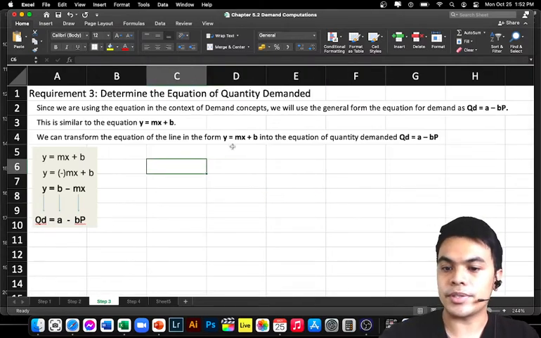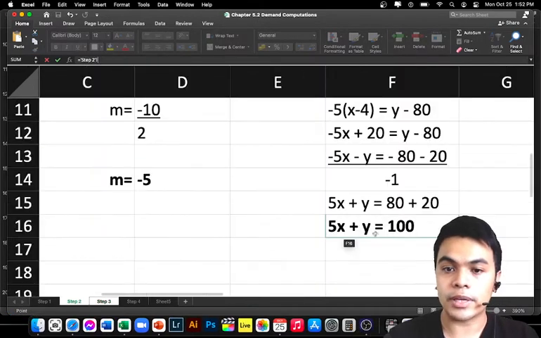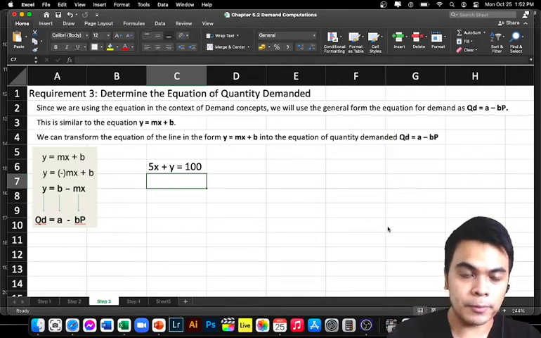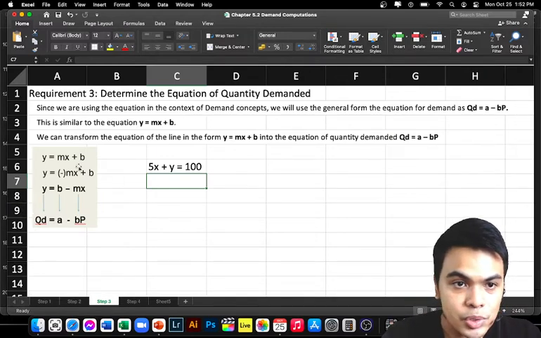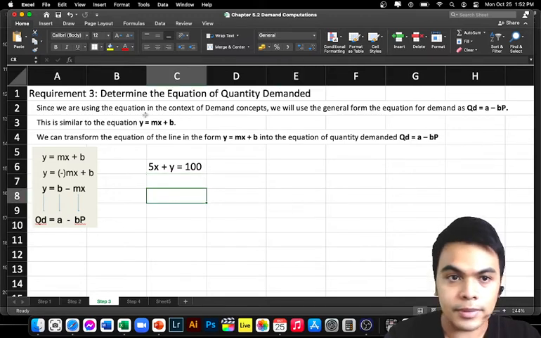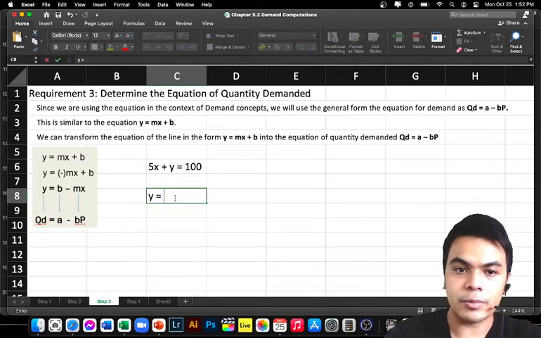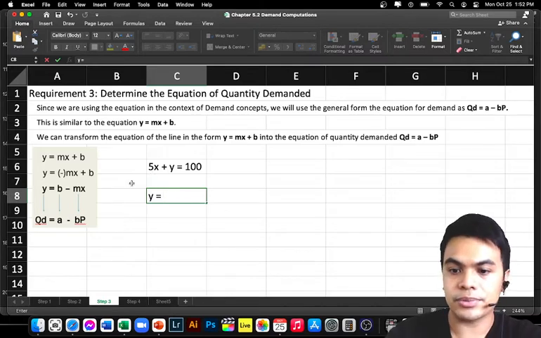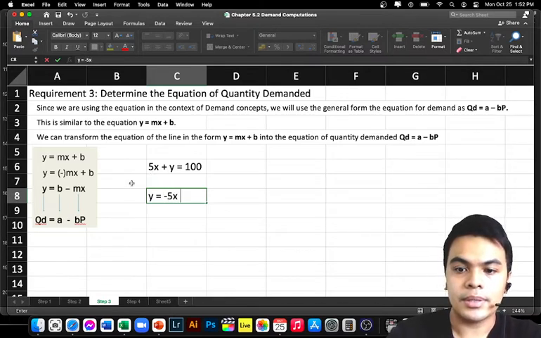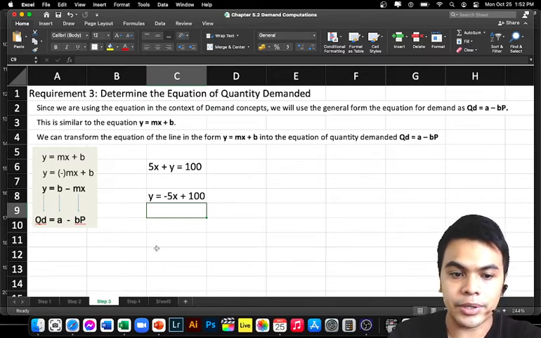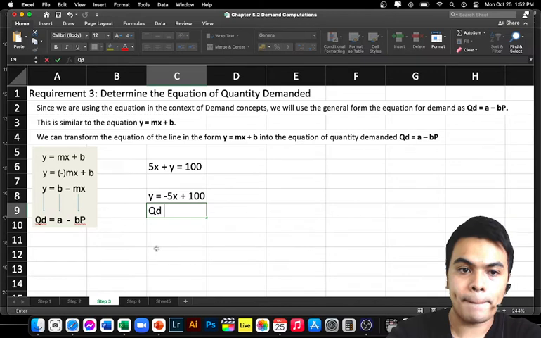Now, for this step, it's very simple. All we have to do is to convert the equation we have computed earlier into the quantity demanded equation. So, let's use the y-intercept form. It is very similar to the y-intercept form, so let's convert. So, this is now y is equal to, transpose natin 5x to the other side, negative 5x plus 100. So here is now our y-intercept form. Y will now represent our QD or the quantity demanded.